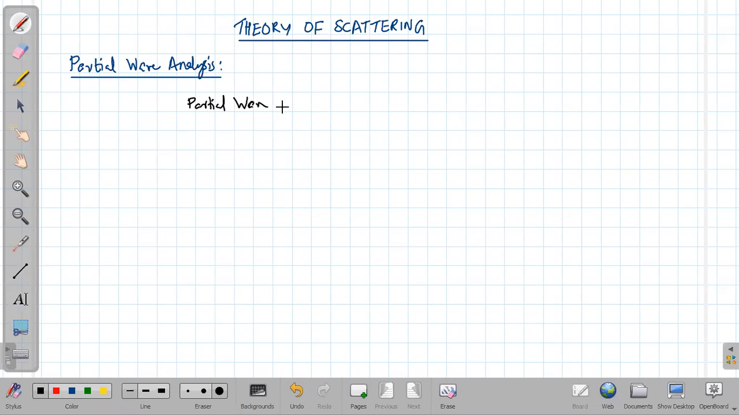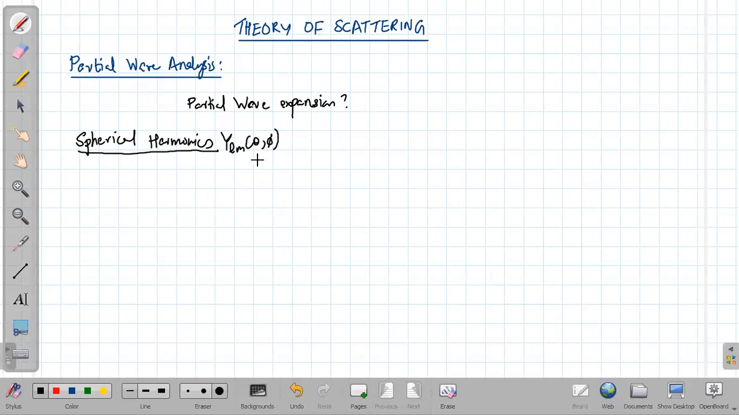So the first task is to discuss what is meant by partial wave expansion. In order to get some idea about the partial wave expansion, the first thing we should know about is the spherical harmonics. Spherical harmonics are usually denoted by the symbol Y_lm(theta, phi). So what is the importance of such spherical harmonics?